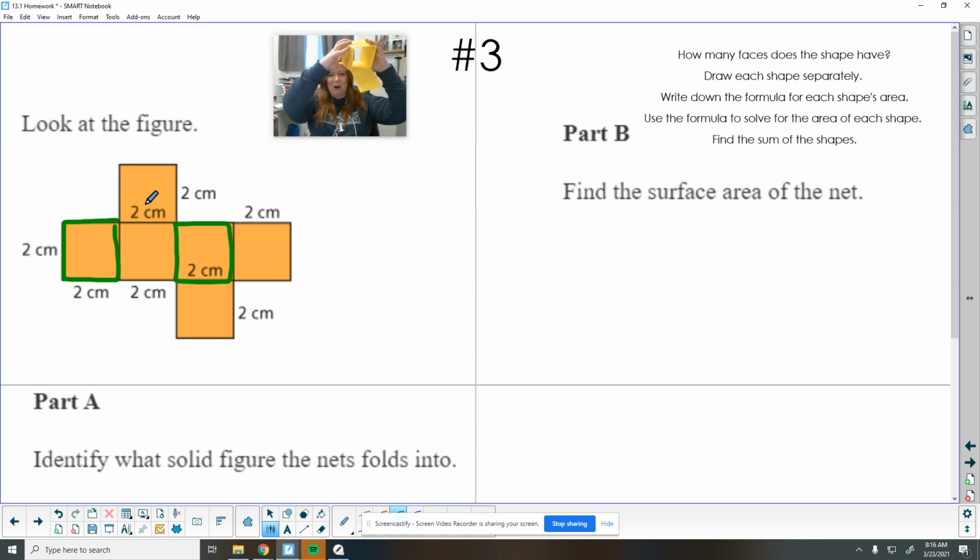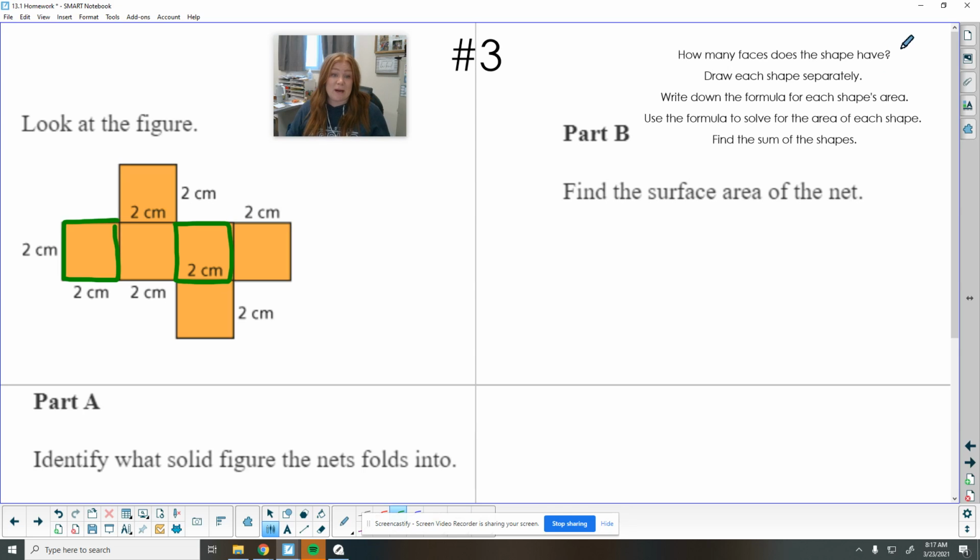Once I fold it up into a box, it doesn't matter if I fold these pieces up or sideways or down, as long as they connect and cover that spot. So we want 4 going across and then just 2 others, 1 on the top, 1 on the bottom. So this is going to fold up into a cube because it has all squares. So now we want to find the surface area of this. So how many faces does our shape have? 1, 2, 3, 4, 5, 6.